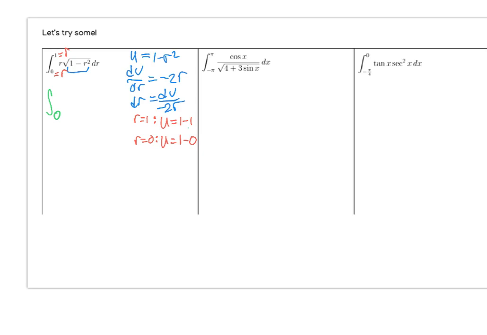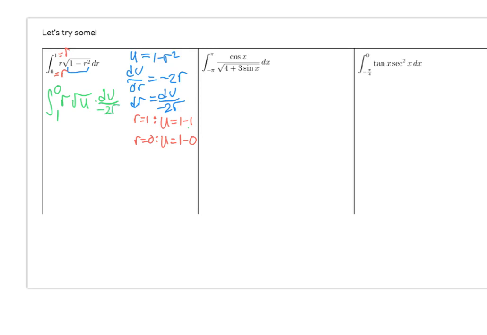I like that I wrote that. 1 minus 0 is 1, and 1 minus 1 is 0. So going from 1 to 0, r square root of u times du over negative 2r. Couple things to clean up.